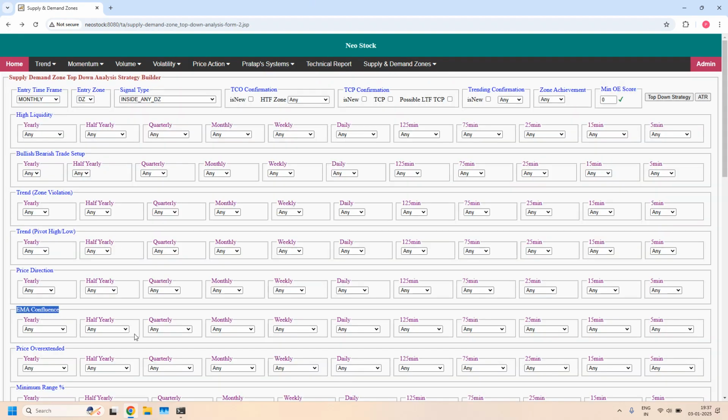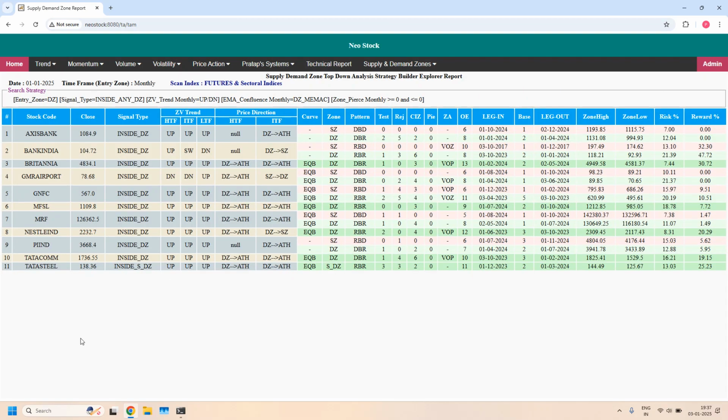So in the EMA Confluence, at monthly time frame, I am setting the filter monthly demand zone having monthly EMA Confluence. And when you set EMA Confluence, the trend should not be sideways on monthly time frame. I'm selecting up or down, but not sideways. Let's filter. We got 11 stocks. So these 11 monthly demand zones are high probability trade setup supported zones because all these monthly demand zones are having monthly EMA Confluence.